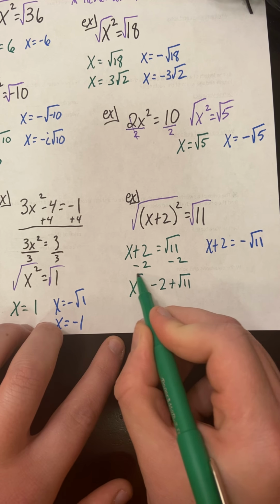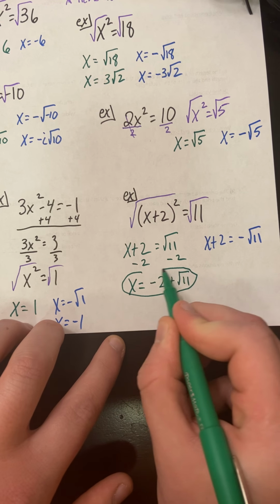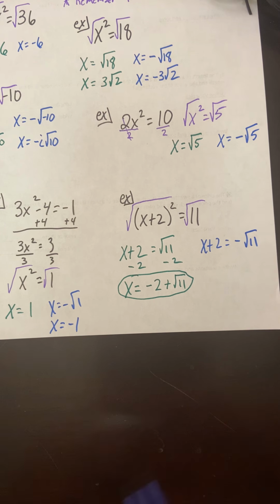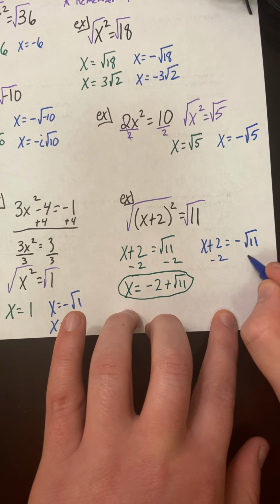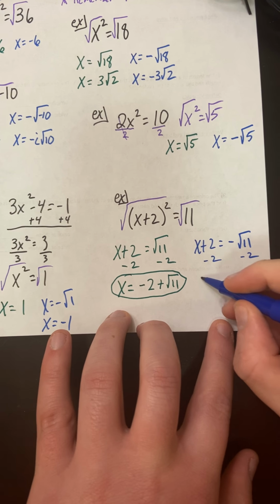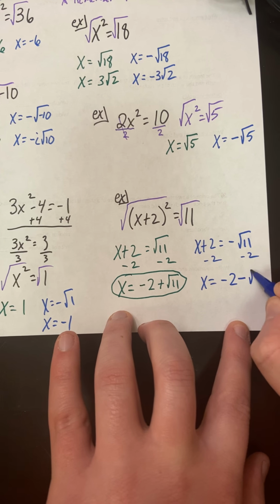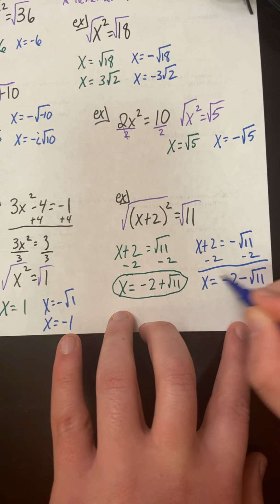Typical form, the radical is written last. Any kind of whole number you may have gets written first. Same situation that's coming over here. I want to subtract 2 from both sides. So x is equal to, we have that negative 2 now minus the square root of 11.